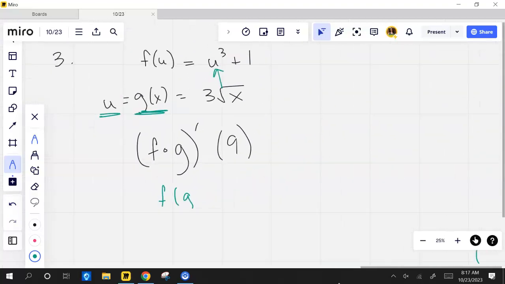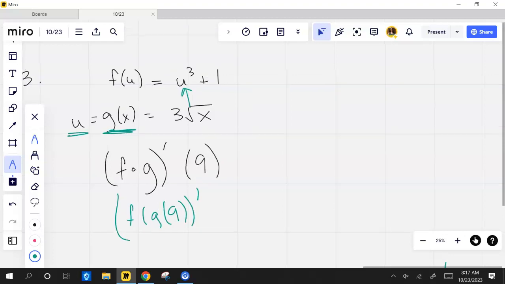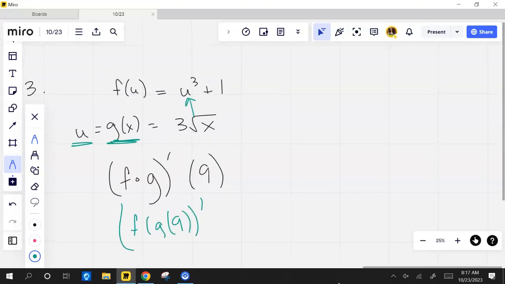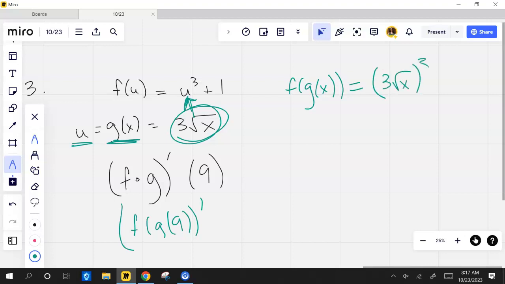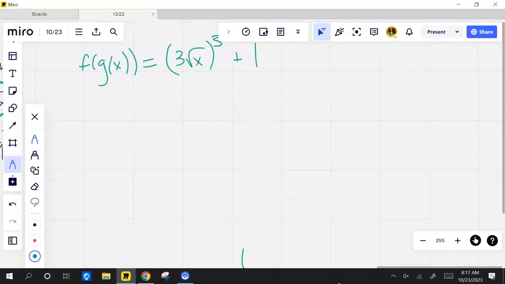All right, so I'm going to plug in this here. So f of g of x is 3 times the square root of x cubed plus 1. Does everybody agree with that? So now take the derivative of that.